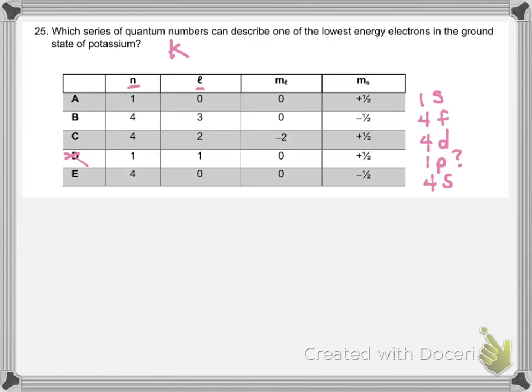Okay, so then we're thinking about the energy. We want the lowest energy electron. And so that lowest energy electron is going to be A. It's going to be the 1s electron. It's closest to the nucleus, able to interact most strongly.